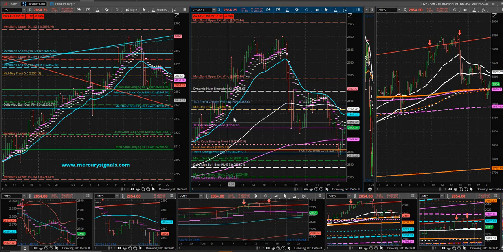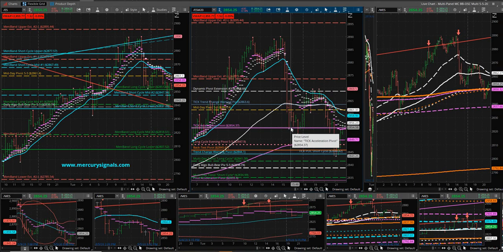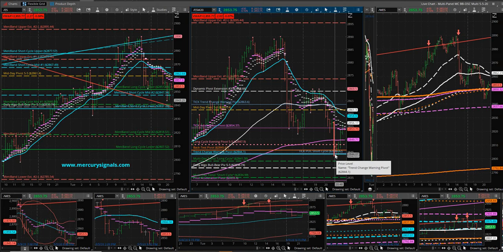Now, this one right here, this is what's called a tick acceleration pivot. Now, when price comes from a very far distance, in this case from 90 down to 54, 36 handles, because of the distance move, the first time it comes down into one of these acceleration pivots, it holds. But ultimately, these break, and the acceleration pivots do what the name implies. You get a fast move lower.